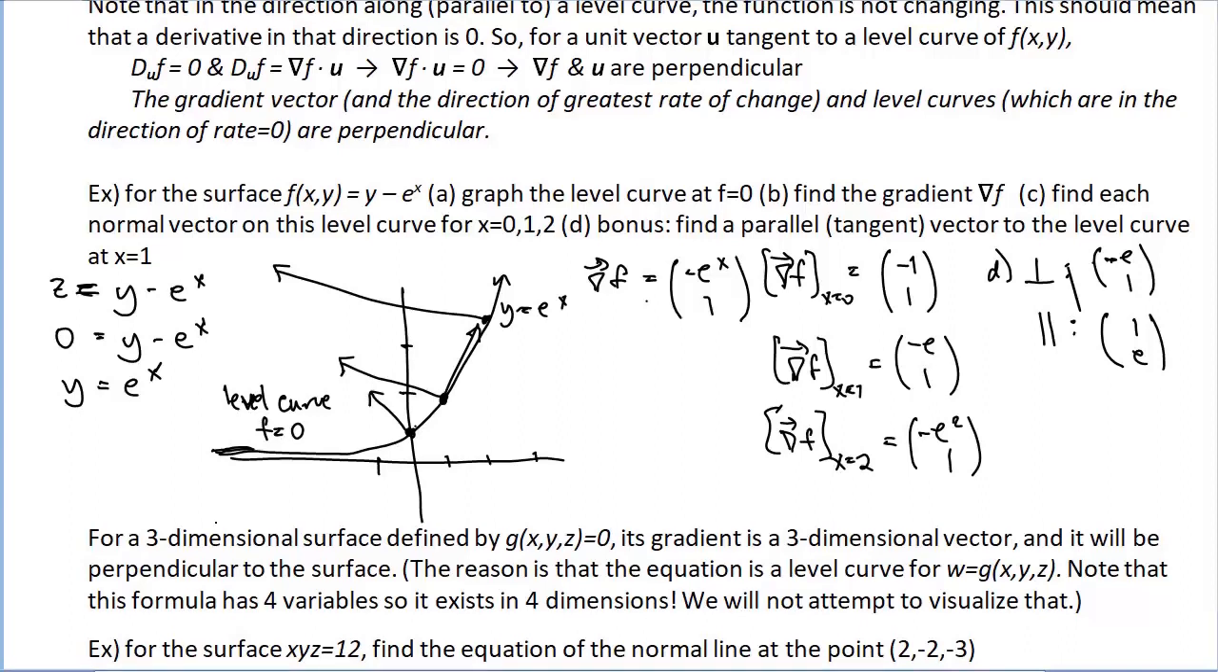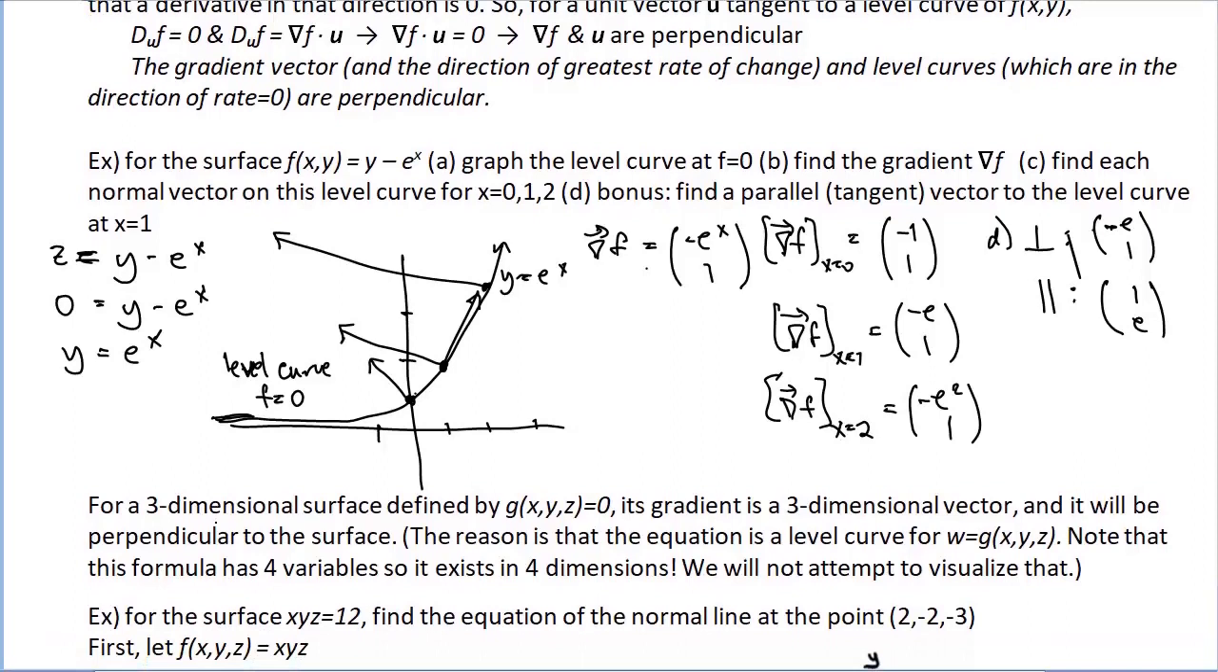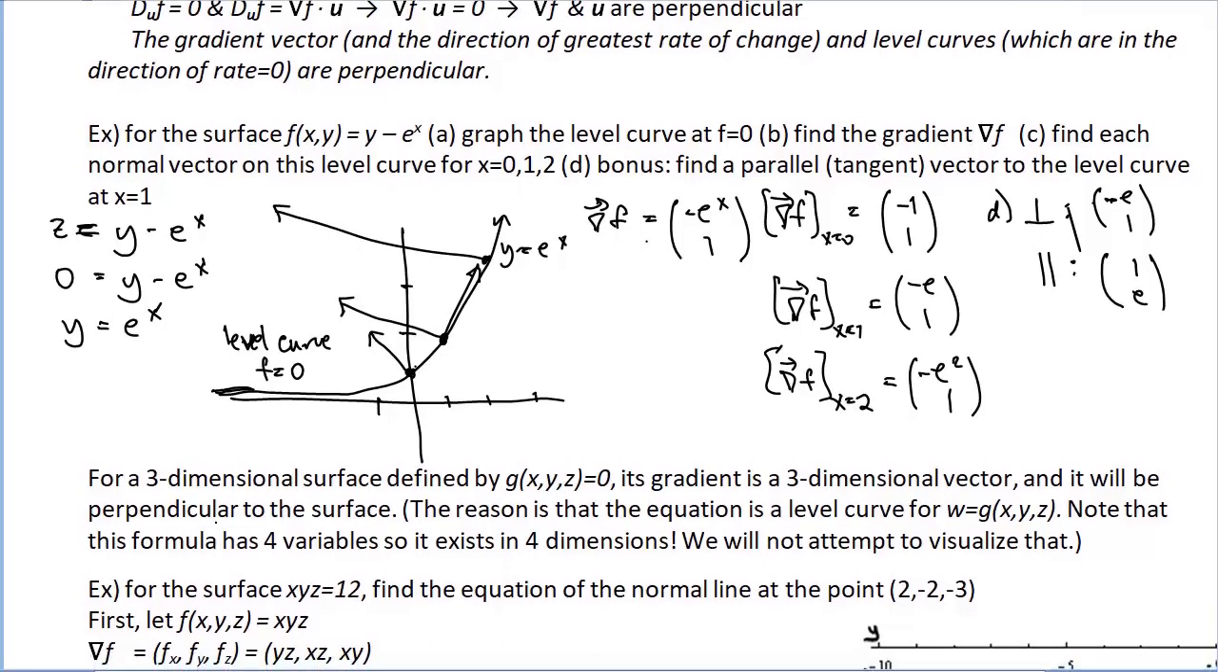So, in order to find the normal vector, we need a function, then a level curve, and then we take the gradient. So, what is the function? The function is xyz, and that's equal to 12. So remember in our original, that's a level curve. Let me just say that. So f(x, y, z) equals xyz. That's the function. xyz equals 12 is a level curve of that.